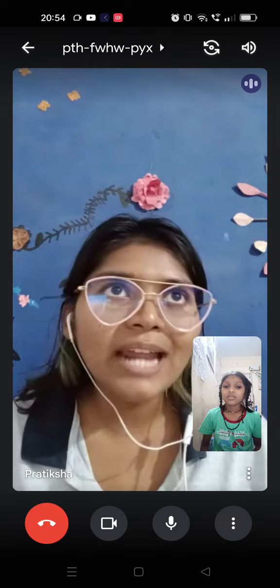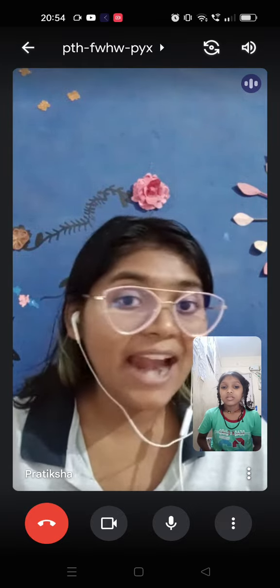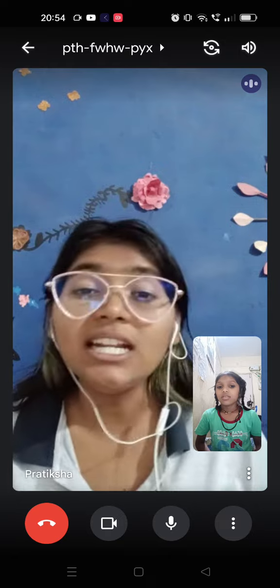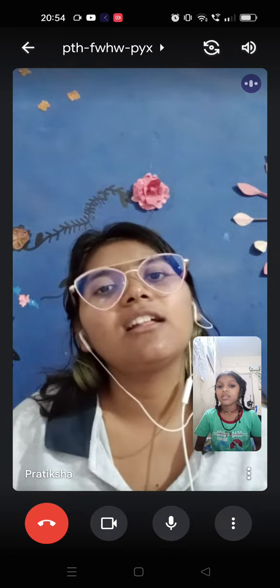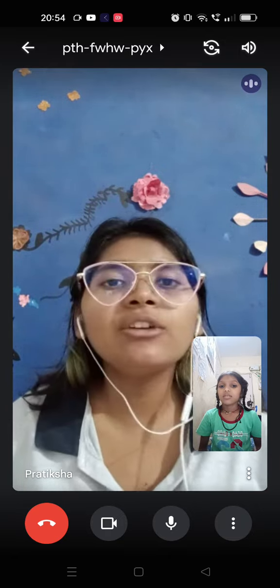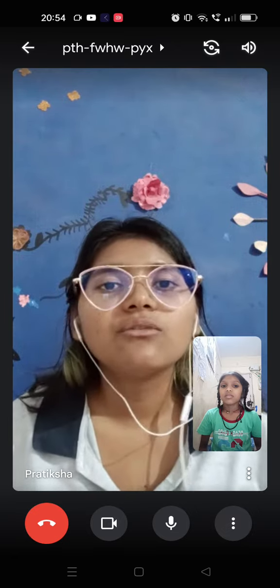See. Noun and pronoun, same. Verb and adverb, same words. Because they are interlinked. Interlinked means they are connected. How? Noun done, pronoun done, verb done.